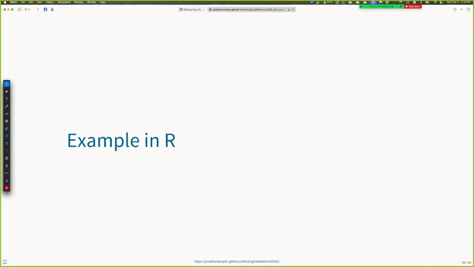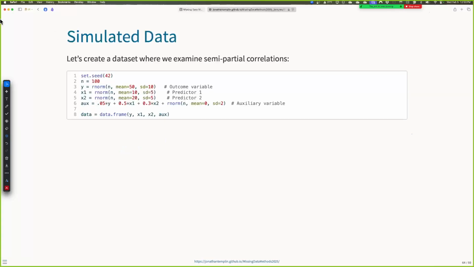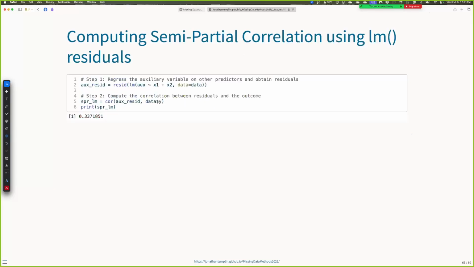Cool. So I'm going to give you an example of the semi-partial correlation and how we can compute it. I'm going to create a data set. This data set has 100 observations. We have a Y, we have an X1, we have an X2, and then we have an auxiliary variable that is related to Y, X1, X2, and has some other type of error as well. So this is saying this auxiliary variable is going to be related to Y. That's what this is telling us.